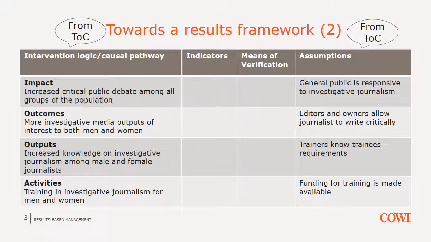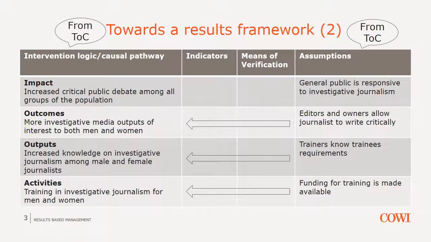If we take the example of the training of journalists, the logic goes like this. If funding for the training is made available, then training can be organized. If training is implemented, it should lead to increased knowledge on investigative journalism, provided that trainers know trainees' requirements sufficiently well. If journalists have increased knowledge on investigative journalism, then it will lead to more investigative media outputs, provided that editors and owners allow the journalists to write critically. And finally, if journalists produce more investigative media outputs and people read it, then it will lead to increased critical public debate, provided that the readers are responsive to investigative critical journalism.